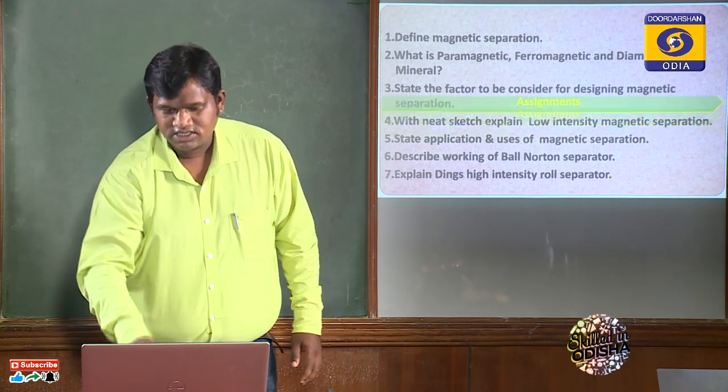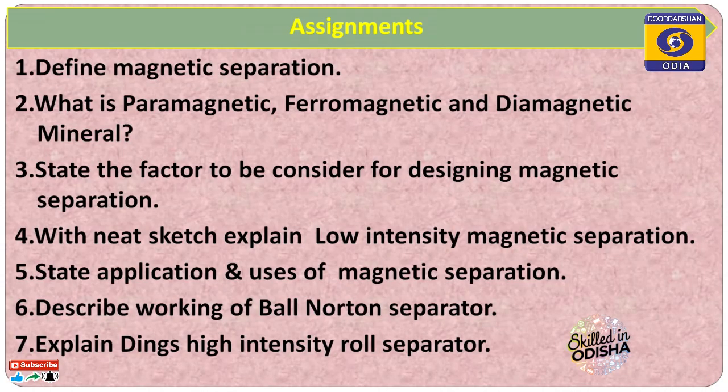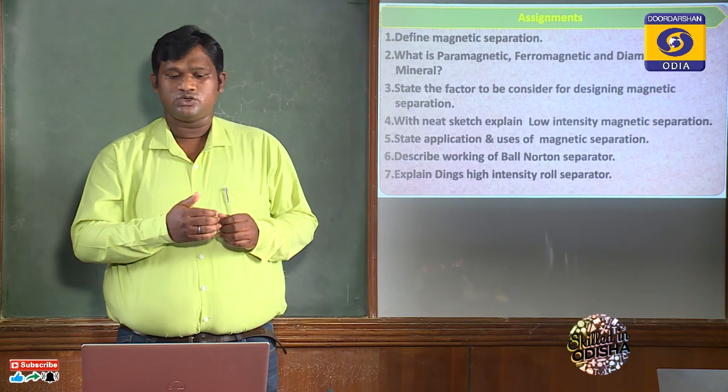Then these are some assignments that may come in your semester exam, this is for your final exam. So this is the assignment: define magnetic separation. This is basically a short question. What are paramagnetic, ferromagnetic and diamagnetic minerals? This is also a short, 2 marks question.